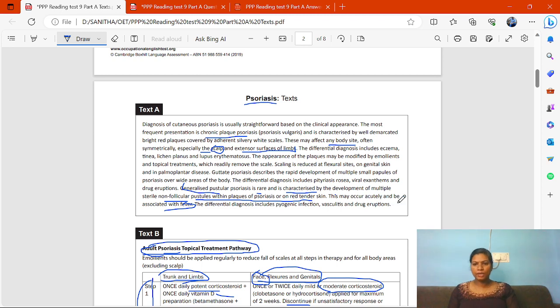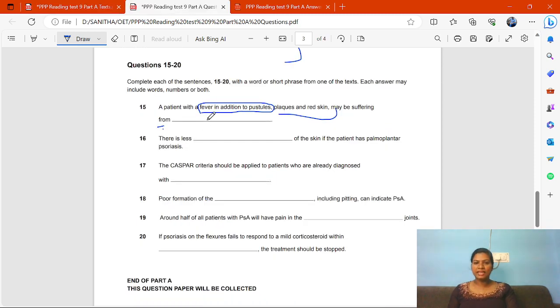This may occur acutely and may be associated with fever. See, another keyword also we got here. Then what is the condition? What is the answer here? Generalized pustular psoriasis. Okay.